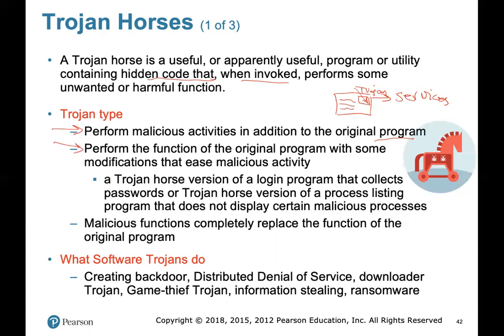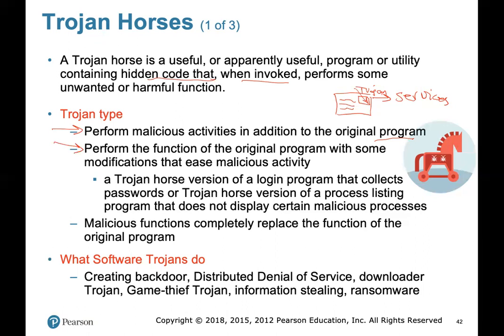The second approach is this. The Trojan horse performs the function of the original program with some modifications that are malicious activity. It means that some functions of, in our example, the Microsoft Word application, some functionalities have changed. For example, you try to print your document and it is not being printed, or instead of printing, it saves something somewhere for you.